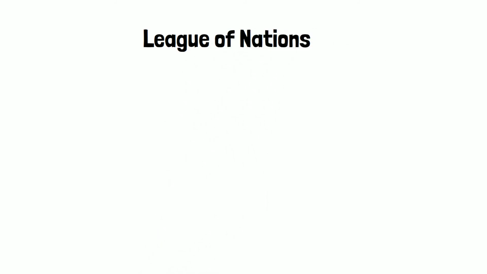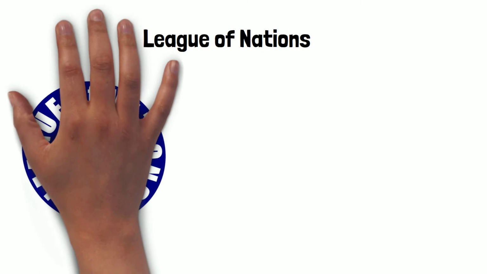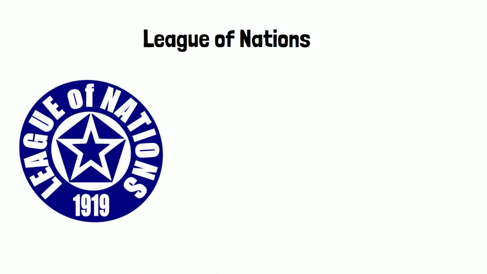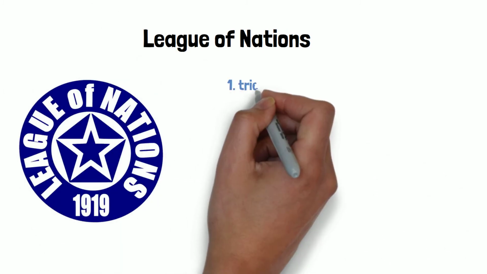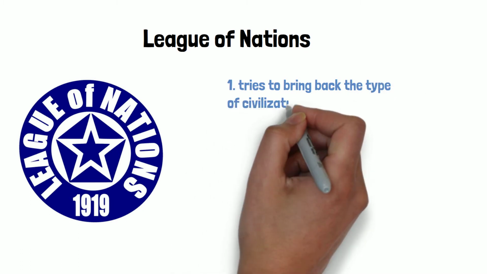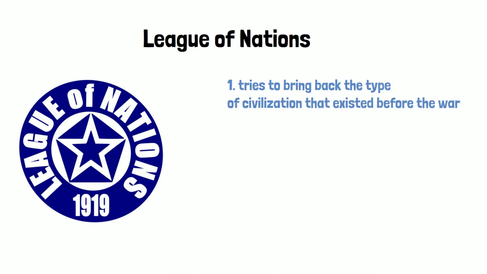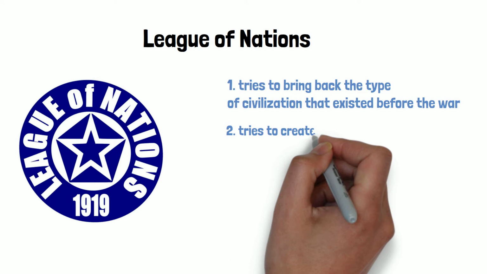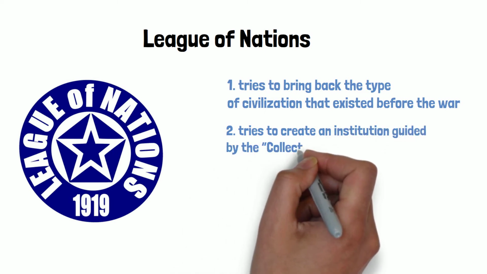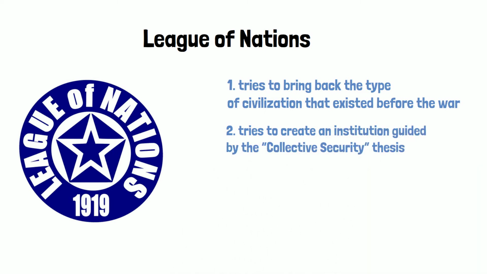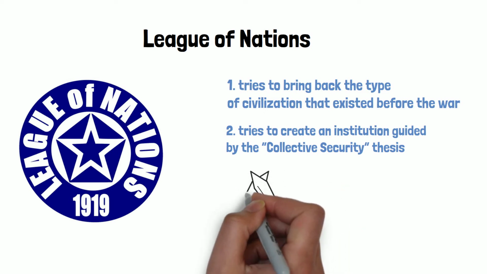The creation of the League of Nations is relevant for two main reasons. First, because the League talks about how to bring back the type of civilization that existed before the war. Second, the League would try to create an institution with diplomatic arrangements guided by the collective security thesis. This institution aimed at making war illegal, something uncommon at the time.